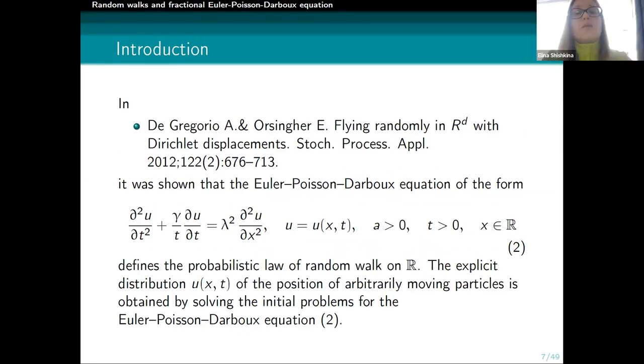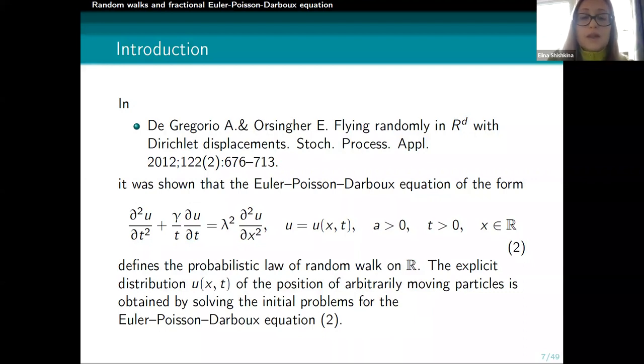Also, in this work of De Gregorio and Enzo Orsingher, such an equation with Dirichlet displacement was considered. So such an equation defines the probabilistic law in random walks on R.